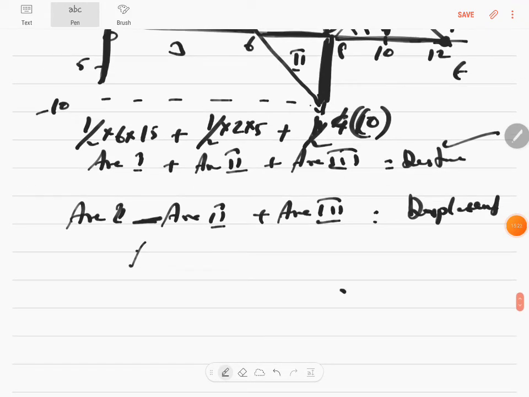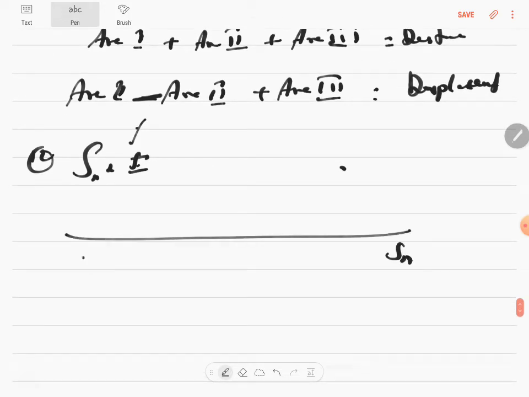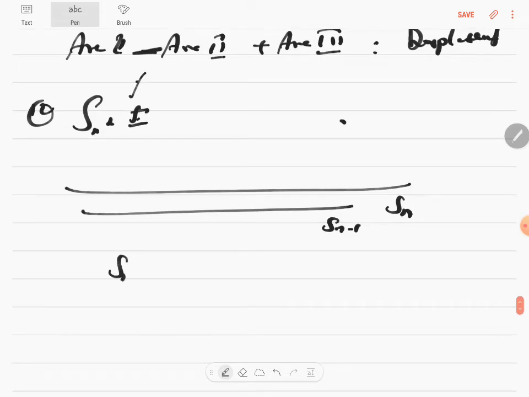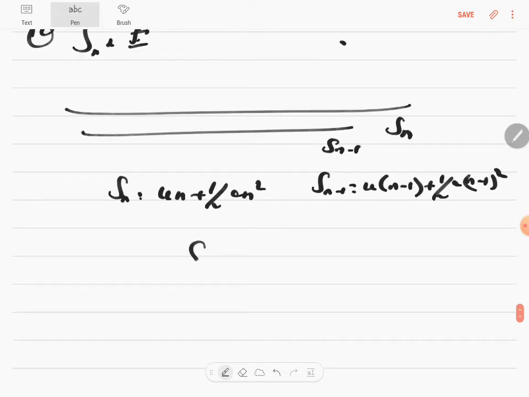12th question: derive an equation for the distance travelled by a uniformly accelerating body in the nth second of motion. I have already taught you this. For the nth second, the distance travelled is actually Sn minus Sn minus 1. Sn itself is ut plus half a t square, which will become un plus half a n square. And Sn minus 1 is u into n minus 1 plus half a, n minus 1 the whole square. As I told you, you have to just subtract Sn minus 1 to get the distance travelled in the nth second.